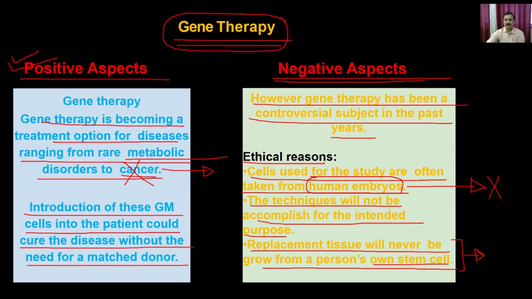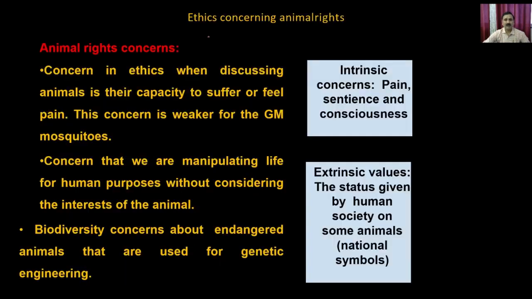But that strategy is still under development, where you can take the stem cell from a person and then try to develop the genetically modified or transgenic cells, and then put them back into the particular patients. Apart from that, there are ethical concerns related to animal rights.